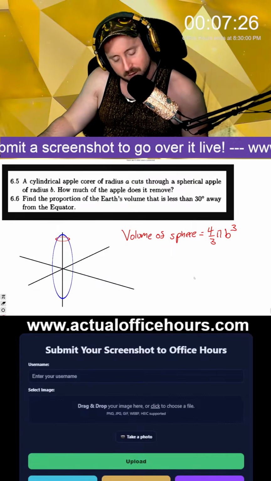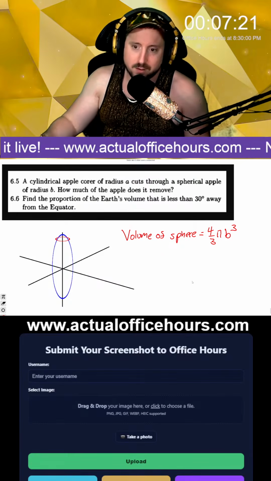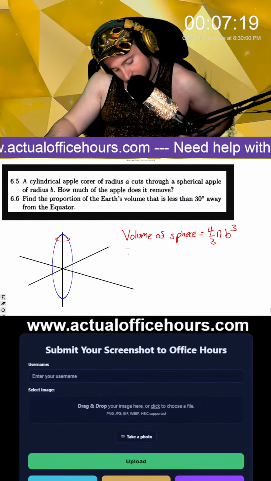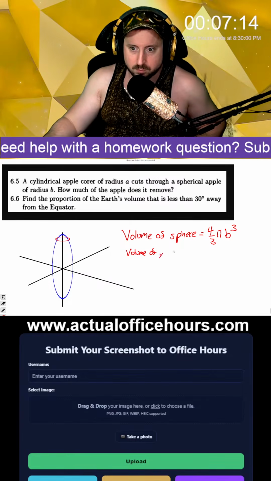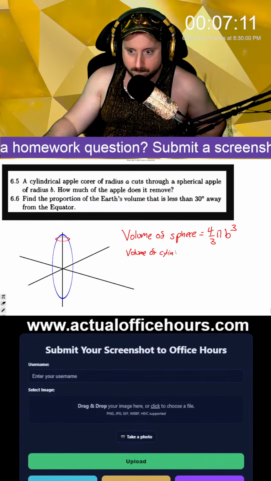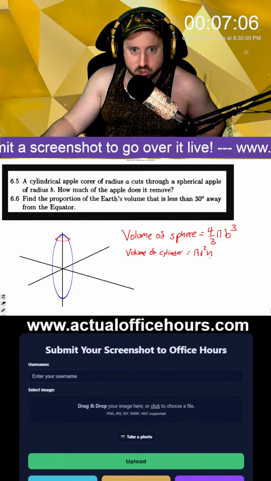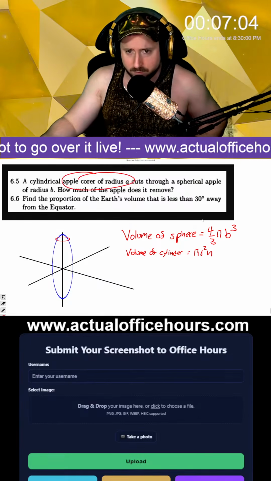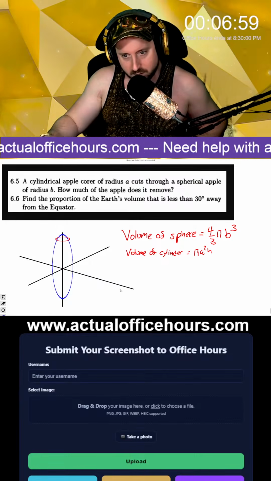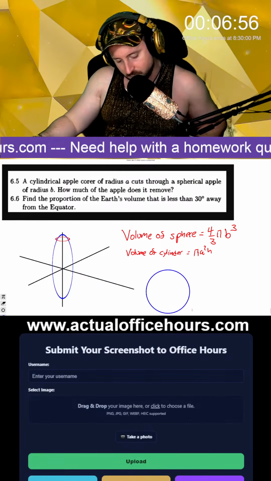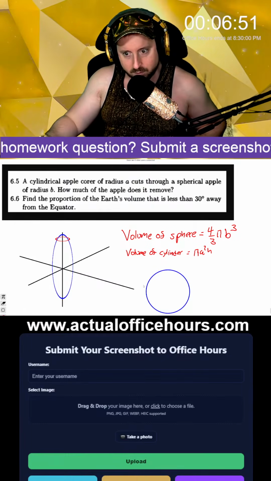Oh man, how does this work? Okay, the volume of the sphere. Sorry, the volume of the cylinder will be at least pi r squared times h, and so that's pi a squared times h. So now we have to kind of figure out what h would be. So if this is the circle, and then this is the apple core, right? The cylinder core.